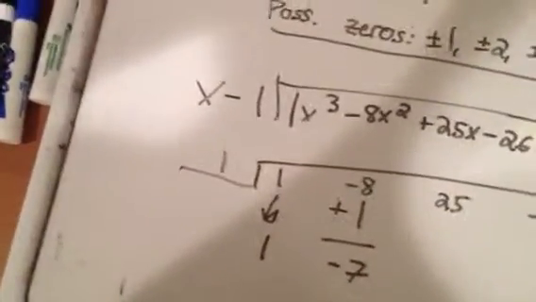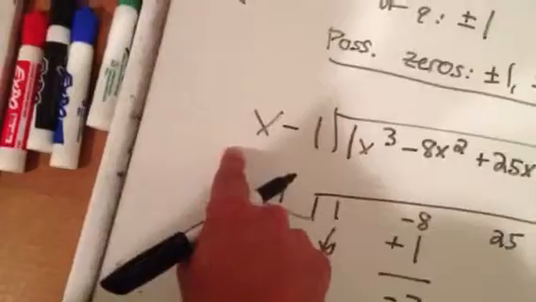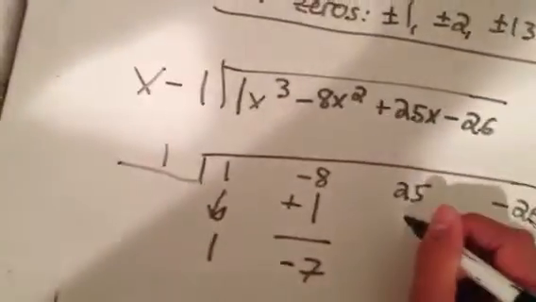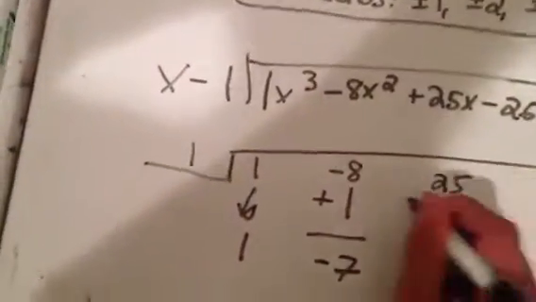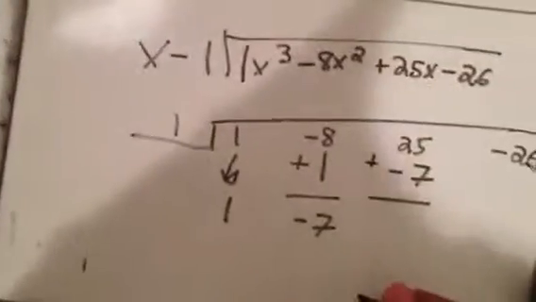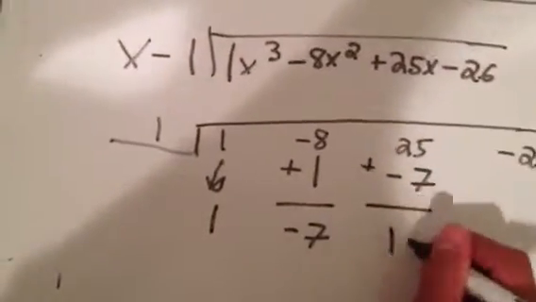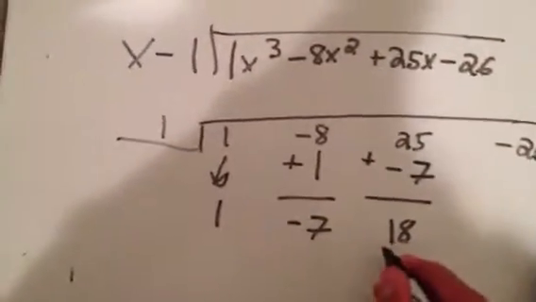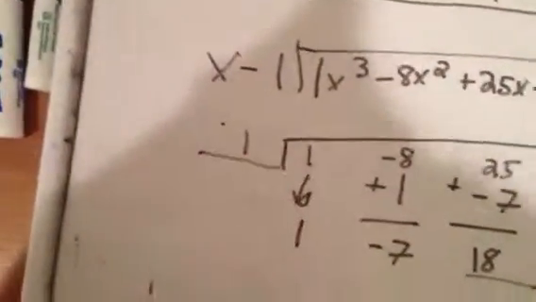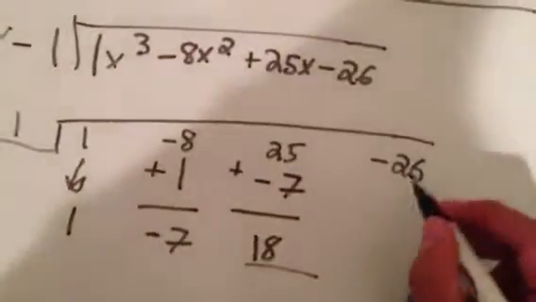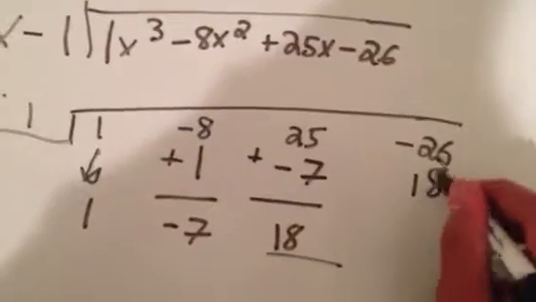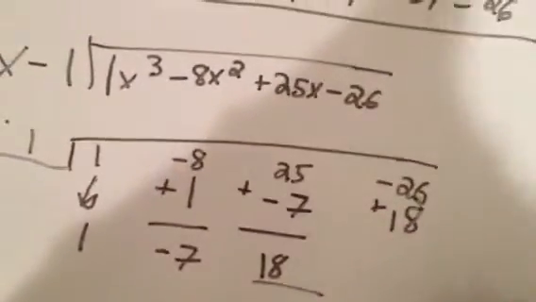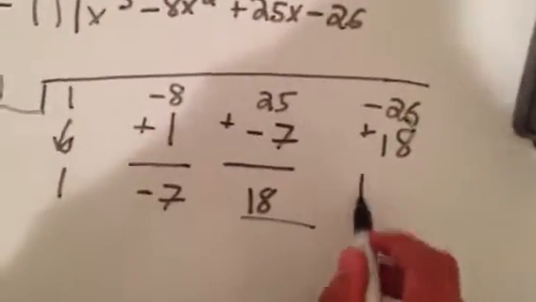I do the same thing. I take negative 7 now times 1, which is negative 7. And then I add negative 7 to 25. What is that? That's 18. Same thing. I take this term times that term, which is 18, and I add the result to here. And what do I get when I do that? Good job, you got it, negative 8.